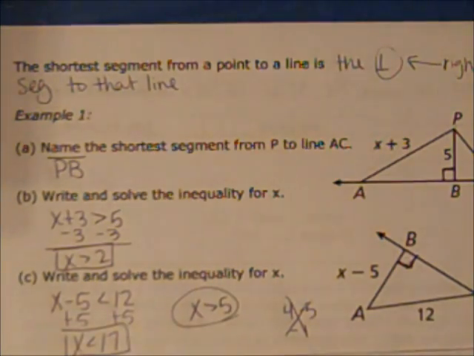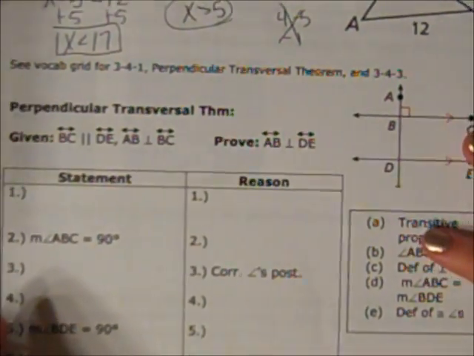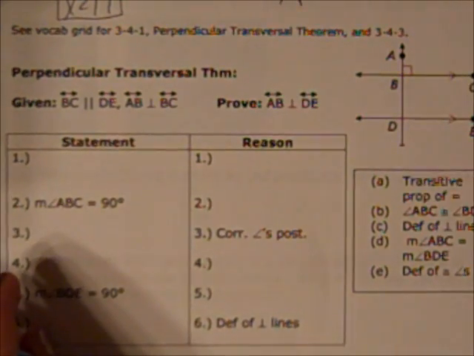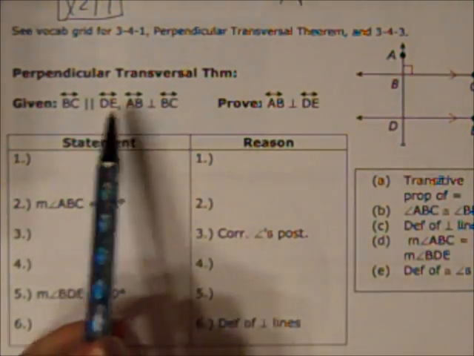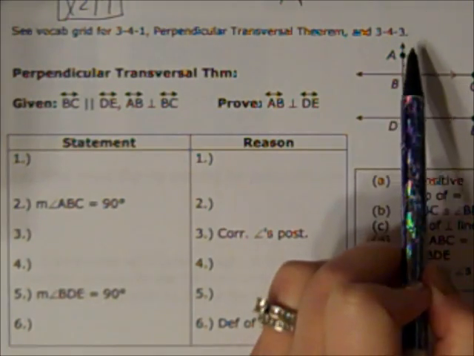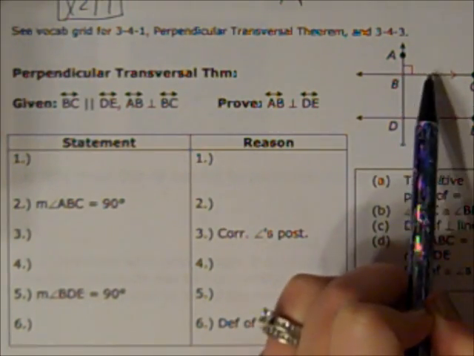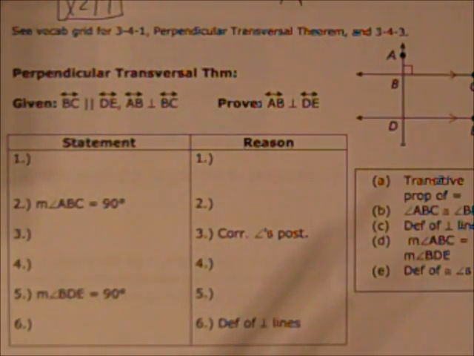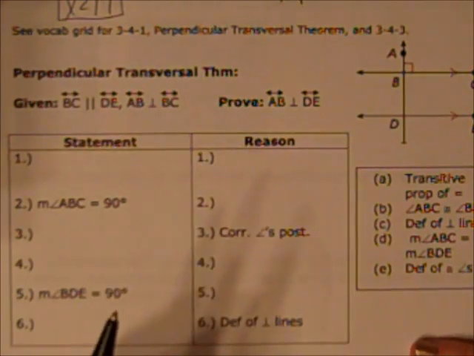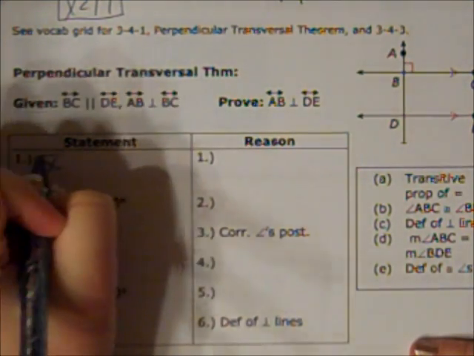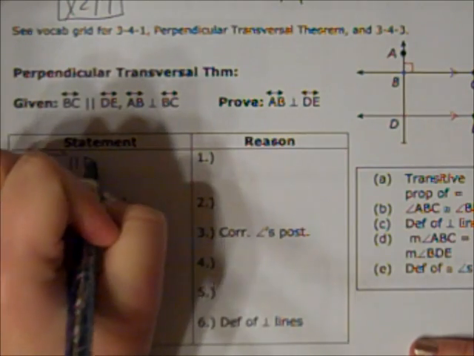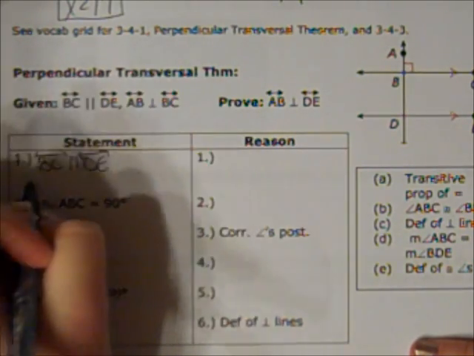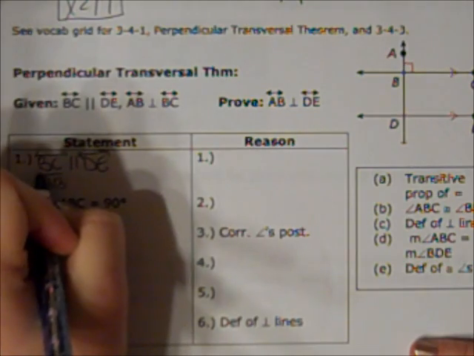Okay, so first up we are going to write a proof for the perpendicular transversal theorem. That means we can't use it in our proof. We're just going to explain to people why it's true. So here's our given, that these two lines are parallel and this line is perpendicular to BC. We want to prove that AB is also perpendicular to DE. So here's our choices over here. So the first thing we're going to fill in is our given. We're going to go ahead and put both of our givens in the same spot so I don't have to come back and get them later.